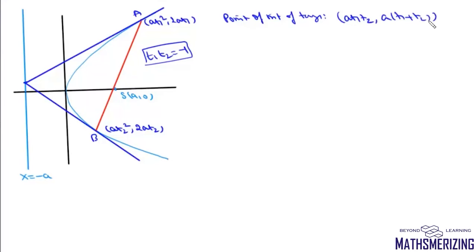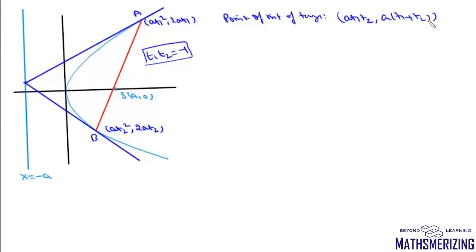Now the next question is, if the chord PQ subtends an angle theta at the vertex, so we are talking about this angle, then we need to find the value of tan theta. We can find the slope of OP. So the slope of OP is 2 upon t1, and the slope of OQ is 2 upon t2. That means this tan theta will be this mod value: 2 upon t1 minus 2 upon t2, upon 1 plus 4 upon t1 t2.